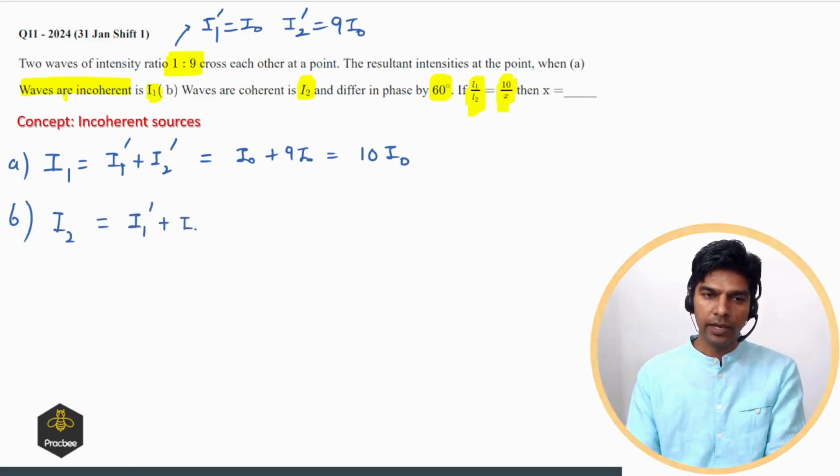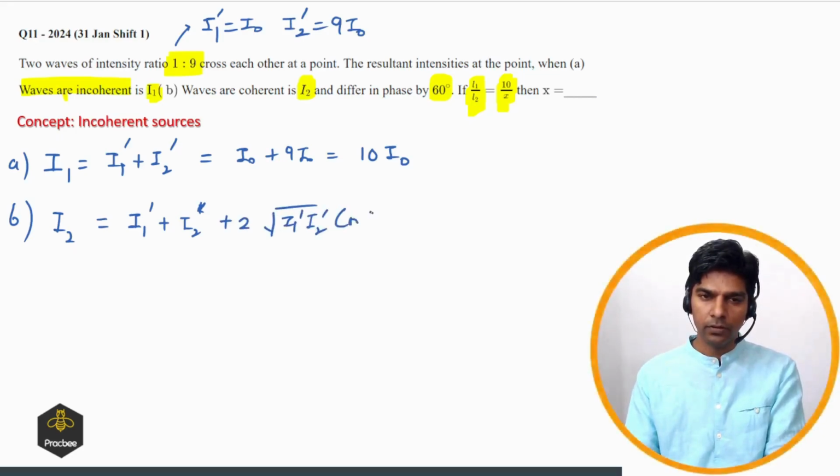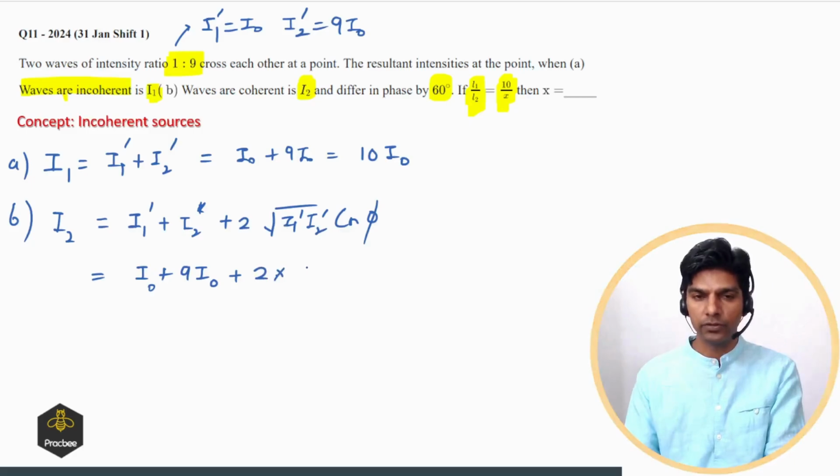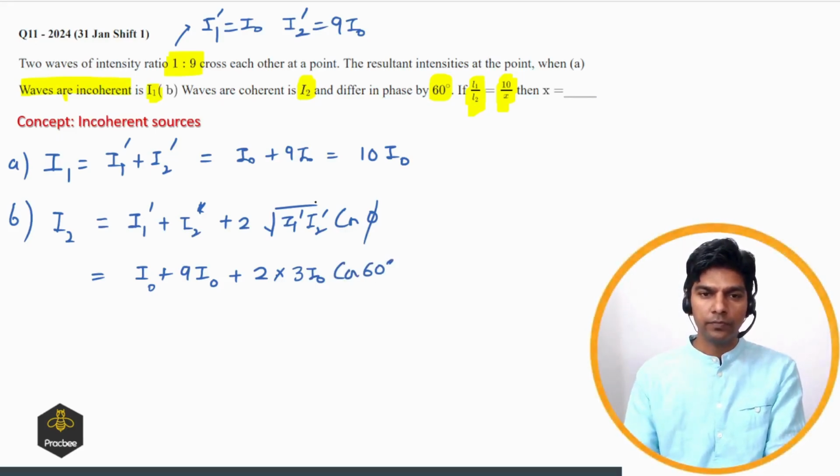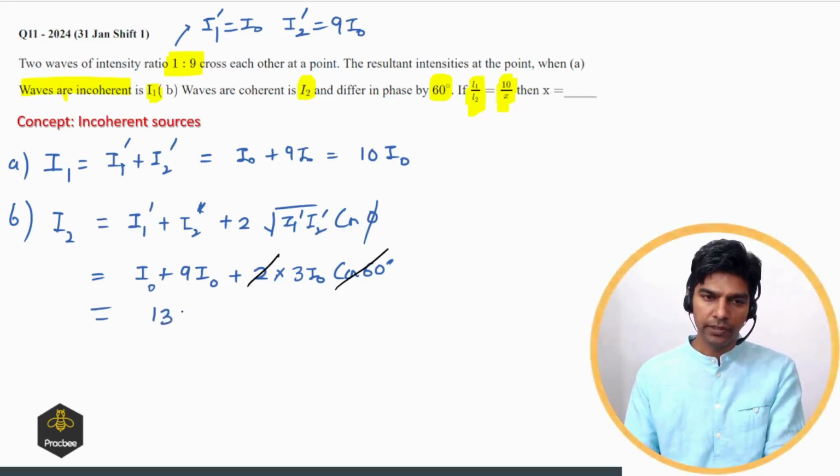I1 prime plus I2 prime plus 2 times root of I1 prime I2 prime cos phi. So this formula we have to use. So this will be I naught plus 9 I naught plus 2 times root of 9 I naught square, which will become 3 I naught, then cos 60 degree, and cos 60 is 1 by 2. So the cos 60 will cancel this 2. So this will become 10 plus 3, so 13 I naught.